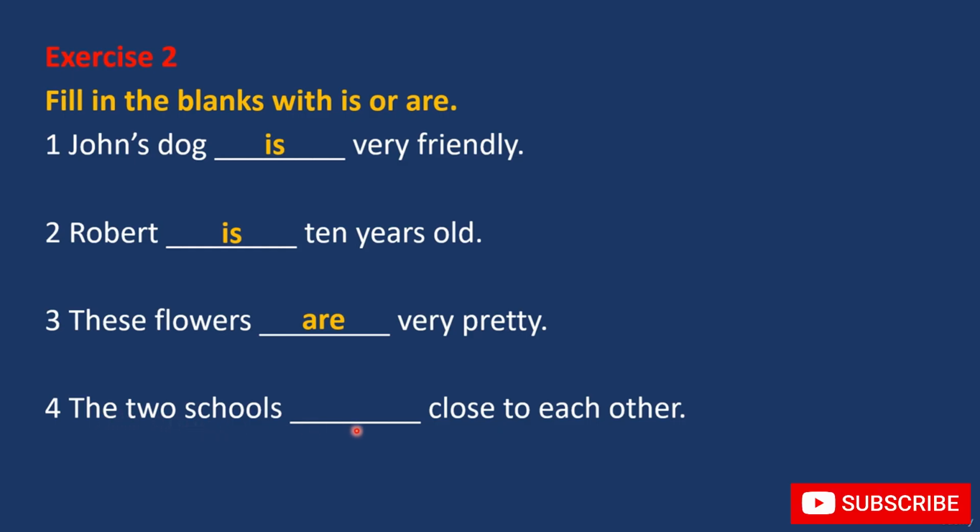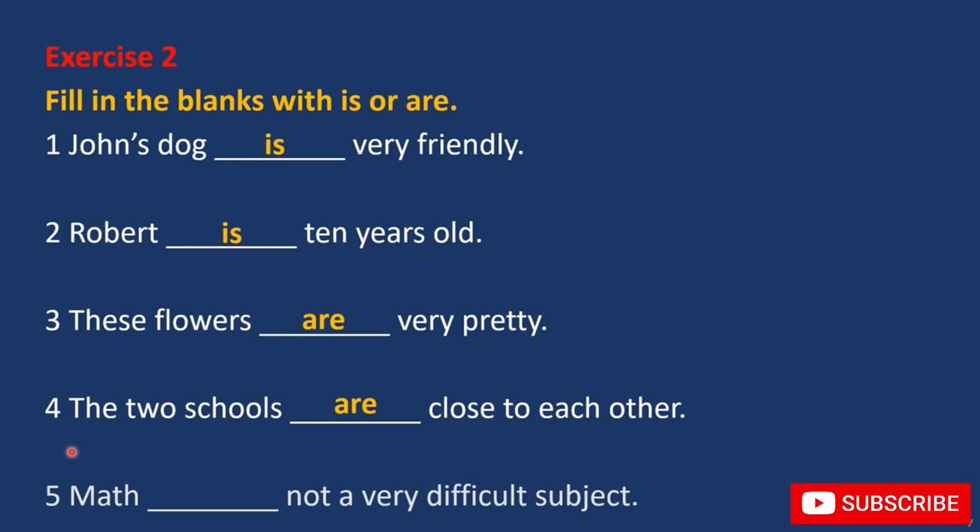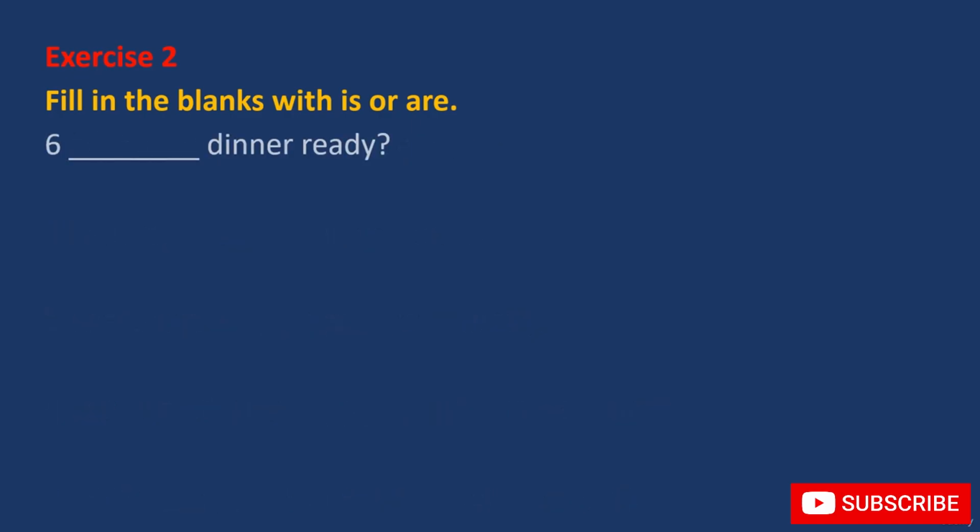The two schools ___ close to each other. The two schools is or are? Surely are. Excellent. The two schools are close to each other. Wonderful. Math ___ not a very difficult subject. Math is not a very difficult subject. Great. ___ dinner ready? This is a question. So is dinner or are dinner? Yes, you are right. Perfect.